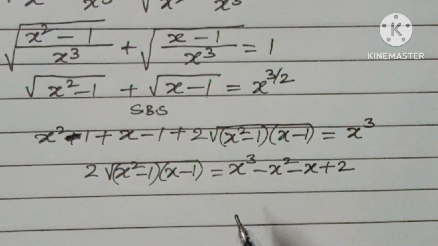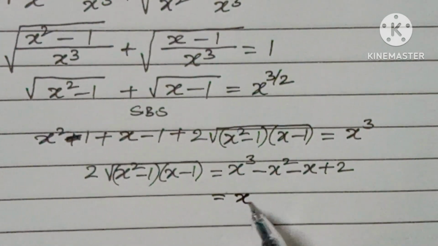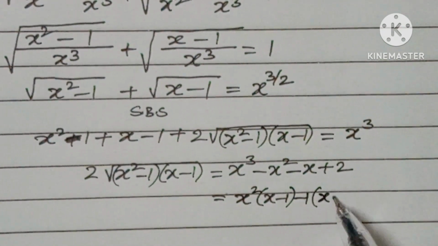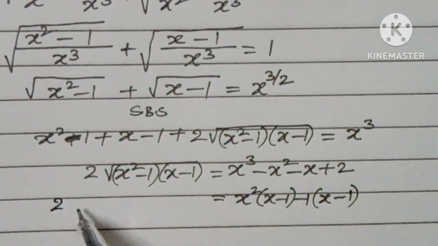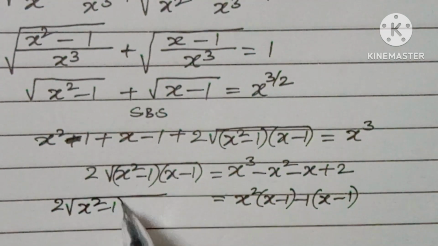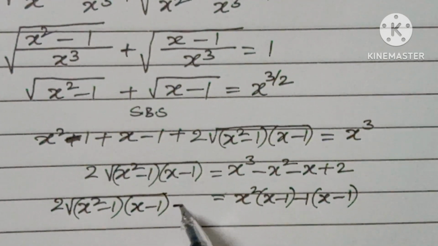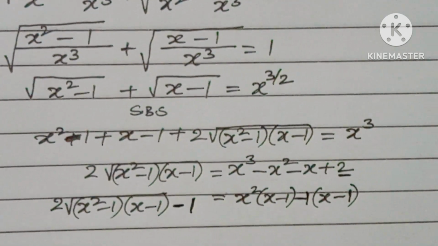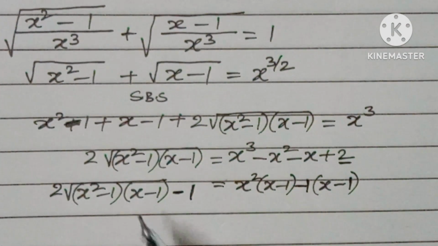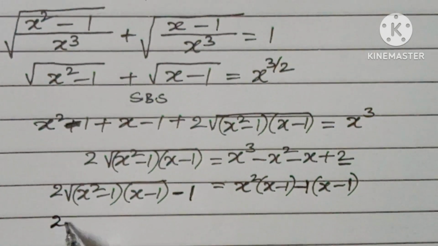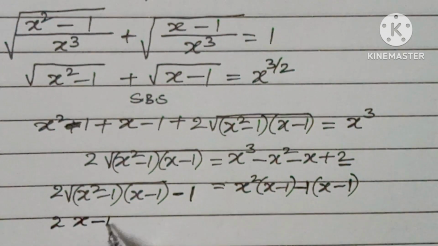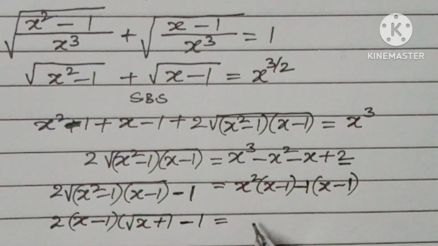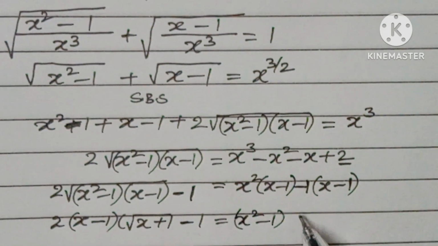Now here we are doing some adjustment. So here x square common, x minus 1 common. Now here I am writing square root of x square minus 1 into x minus 1 minus 1. So here you will get only minus 1 as the product, but 2 is there. That one we are sending to this side. Now this value can be written as 2 into x minus 1 into root of x plus 1 minus 1 is equal to x square minus 1 into x minus 1.